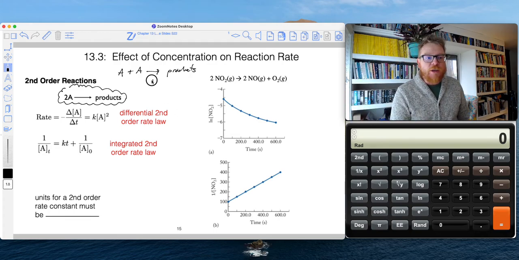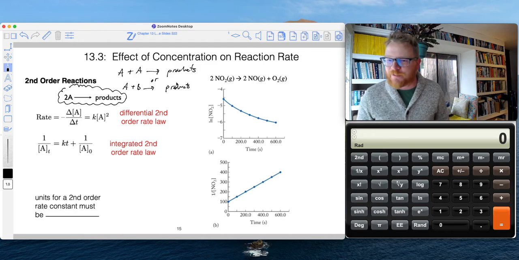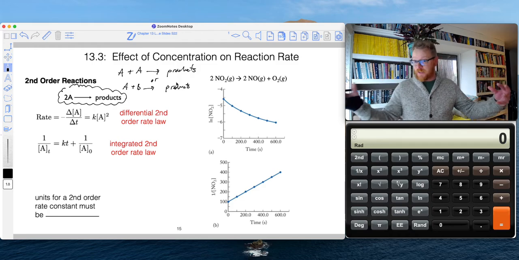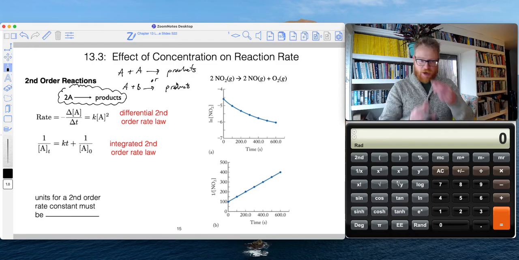We could also come up with an example that goes A plus B makes products, which would be far more representative of the way we think of chemistry, right? One reactant reacts with a completely different reactant, makes a new product. And this would also be a second order reaction.